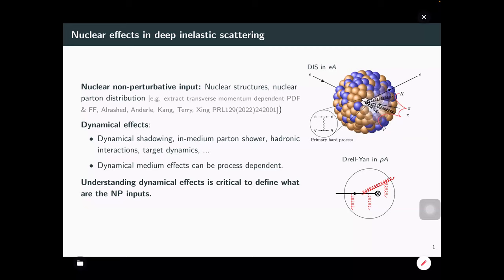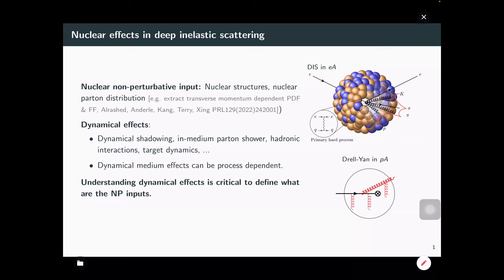But in addition to these non-perturbative effects, there are also very important dynamic effects, some of which may be modeled or calculated perturbatively. We will see later that these include the dynamical shadowing of the collisions, how the parton shower develops in the environment of the nucleus, how hadrons, if produced inside the nucleus, undergo hadronic interactions and collide with the target, and how the target dynamics modifies the whole picture. The important thing about these dynamic effects is that they can be process dependent.